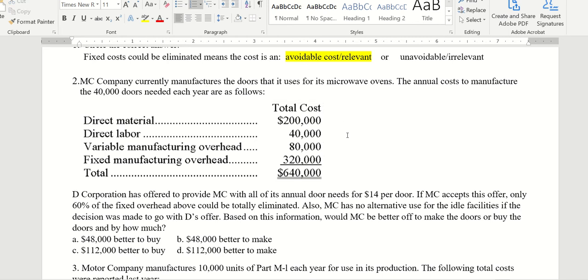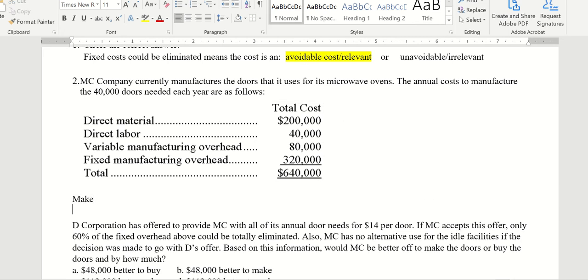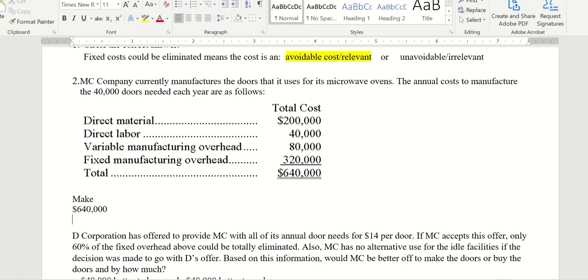I don't know how well this is going to work in here. So the make side says 640,000, but there are costs in there that are irrelevant. Some of this fixed manufacturing overhead can't be eliminated even if you buy the product. So even if you buy it, you're still going to have to pay for it on the make and the buy side. This could be general overhead that still has to be paid no matter what.